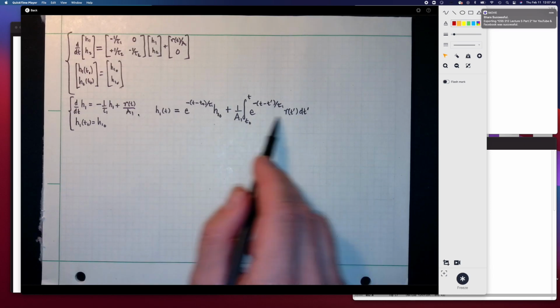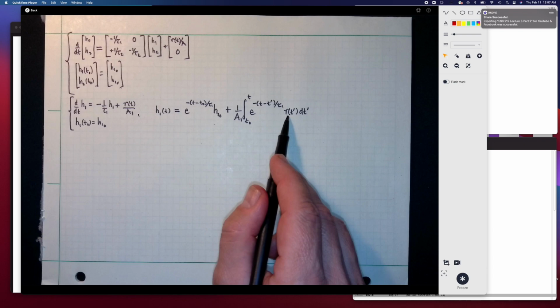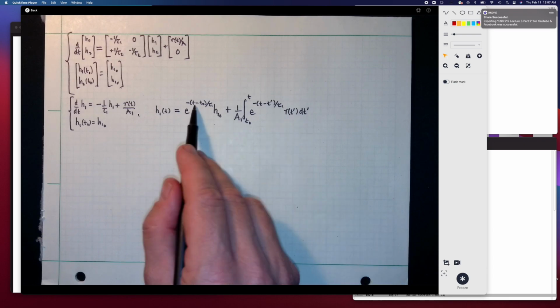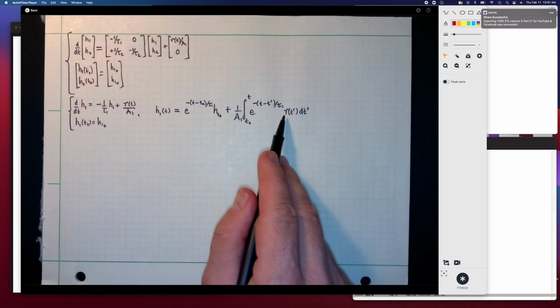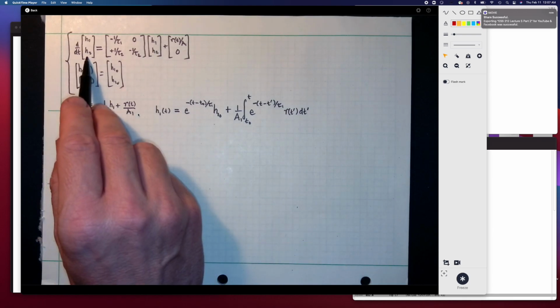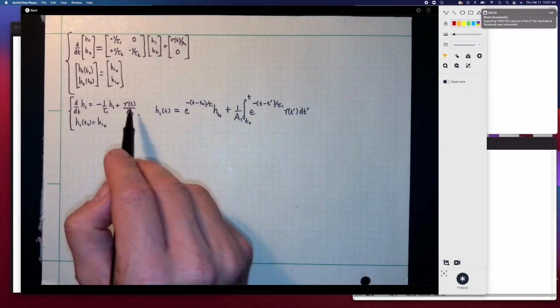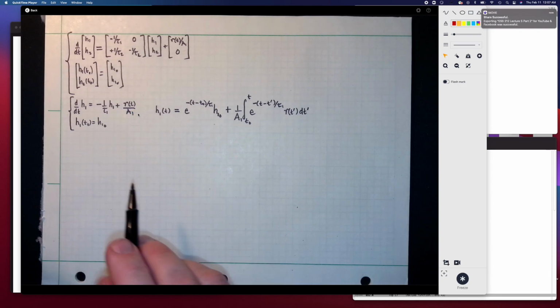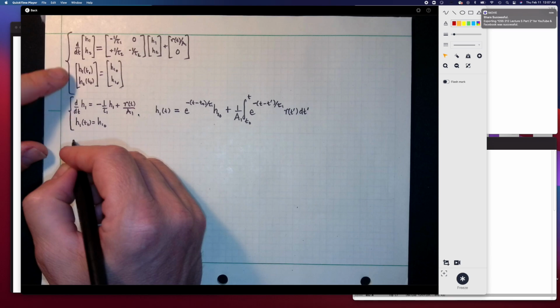This solution is given by this forcing and involves this timescale tau 1, which appeared here. Now, if we know h1, then h2 is also of this form, but where the forcing now depends on the water level in tank 1. So let's write down the equation for what's going on in tank 2.